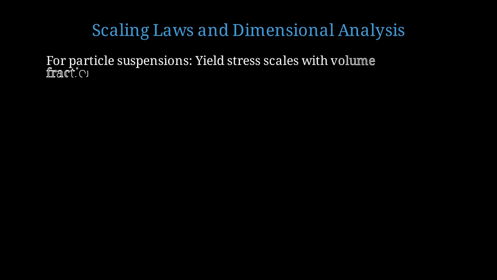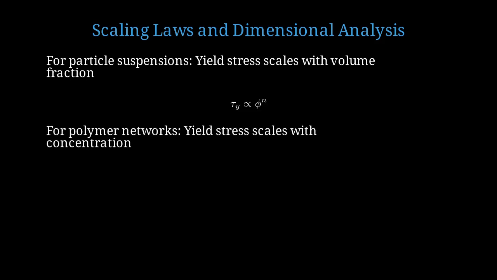Let's apply dimensional analysis to understand how yield stress scales with system parameters. For particle suspensions, theory predicts that yield stress scales with the volume fraction of particles, typically as phi squared or phi cubed, where phi is volume fraction. Yield stress is proportional to phi to the power n, where n is typically between 2 and 3. For polymer networks like pectin and xanthan, yield stress typically scales with concentration to a power between 1.5 and 3. Yield stress is proportional to c to the power m, where m depends on the polymer architecture and interaction type. Ketchup combines both particle and polymer effects, making its behavior quite complex and difficult to predict from first principles.